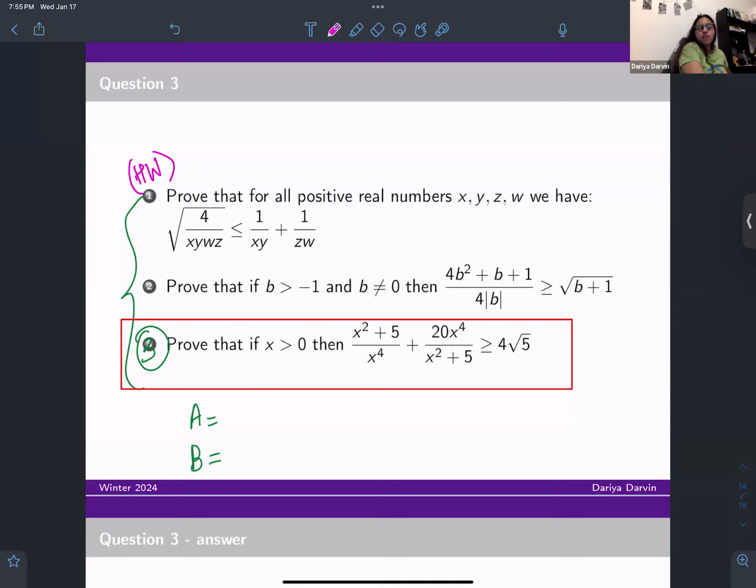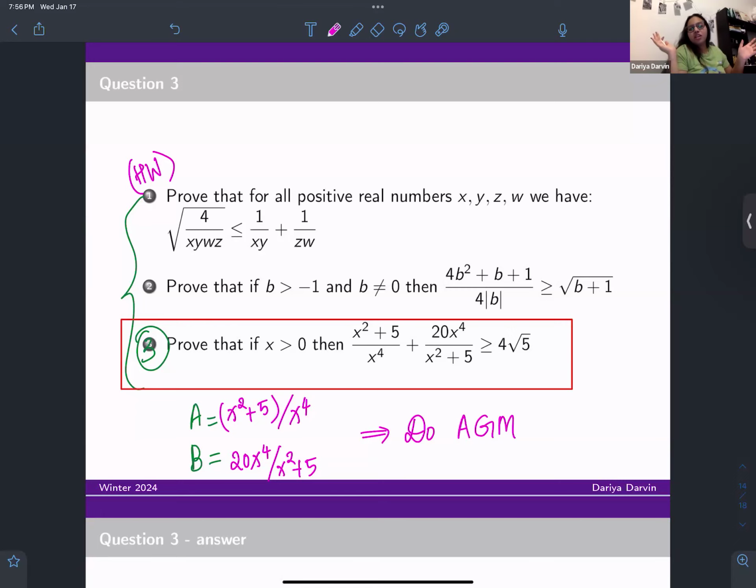I've said this for like 5 hours now. It looks very complicated. What's special about these terms? Exactly. The left-hand side is just adding reciprocals. So if you made A equal this and B equal this, and you use AGM, I'm going to let you do that. You're going to see you're done. Literally put A equals this, B equals this, do AGM, and you're done.